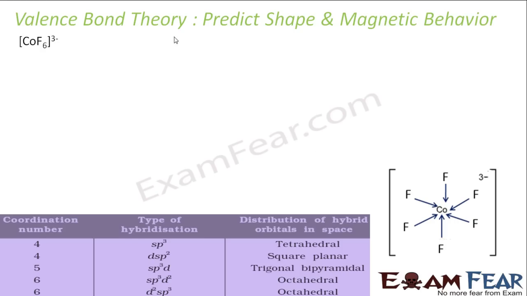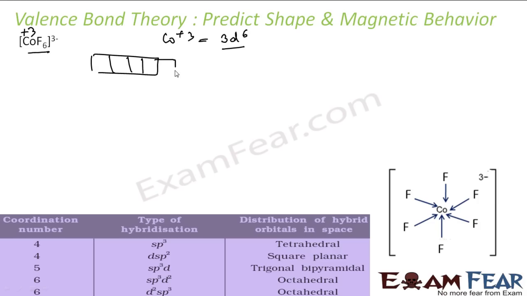Try to find the shape of CoF6 3-. The oxidation number of cobalt is +3. Same concept as before: cobalt +3 will have the configuration 3d6. Let us draw this.